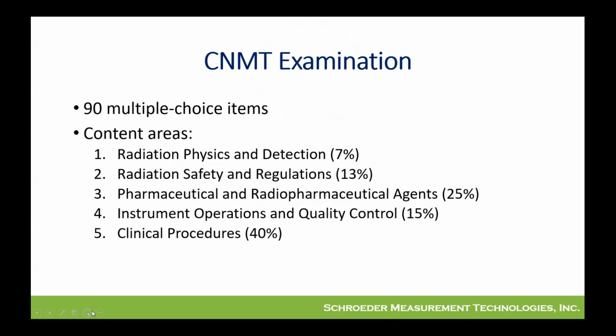The CNMT exam consists of 90 multiple-choice items that cover 5 content areas: radiation physics and detection, radiation safety and regulations, pharmaceutical and radiopharmaceutical agents, instrument operations and quality control, and clinical procedures.